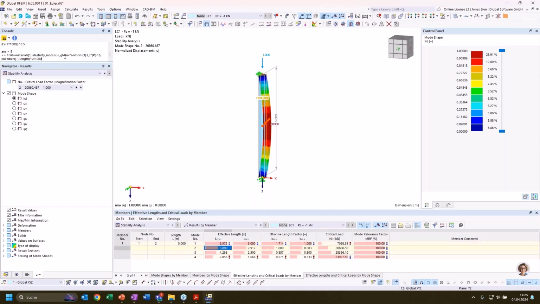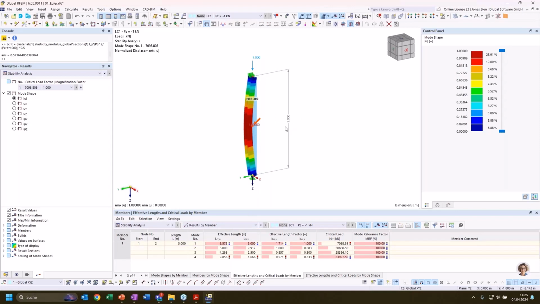I can demonstrate that by again evaluating the L crit formula, but instead of taking the moment of inertia for the weak axis, I put in the moment of inertia for the strong axis, and I receive this value of 8.57 meters. But it wouldn't correspond to the relevant buckling length of our system for buckling around the strong axis. So this is very important to keep in mind when using these effective lengths for the stability design.